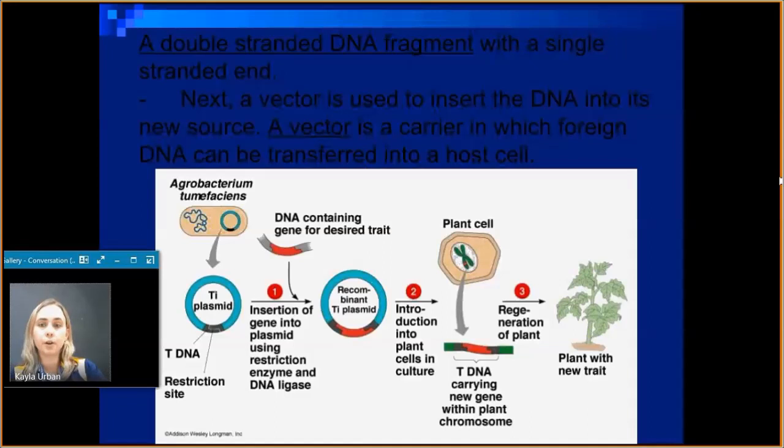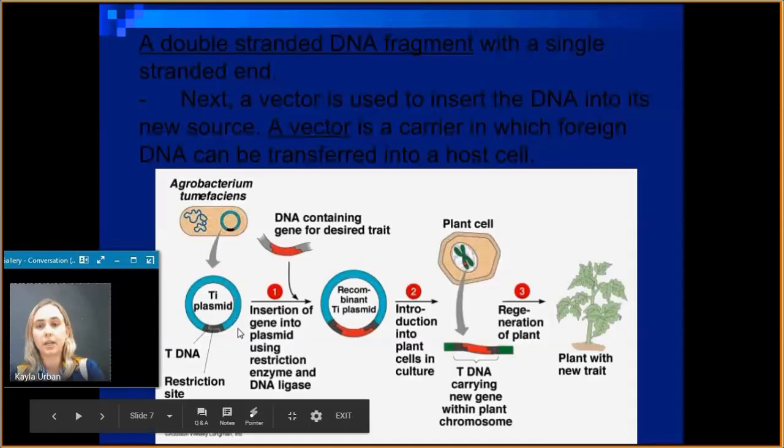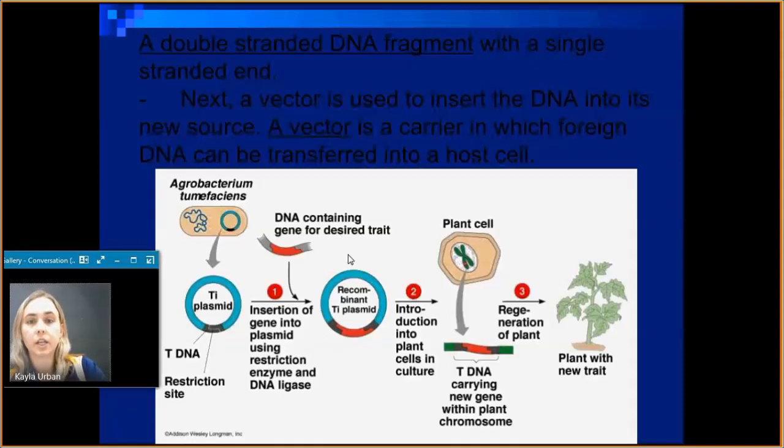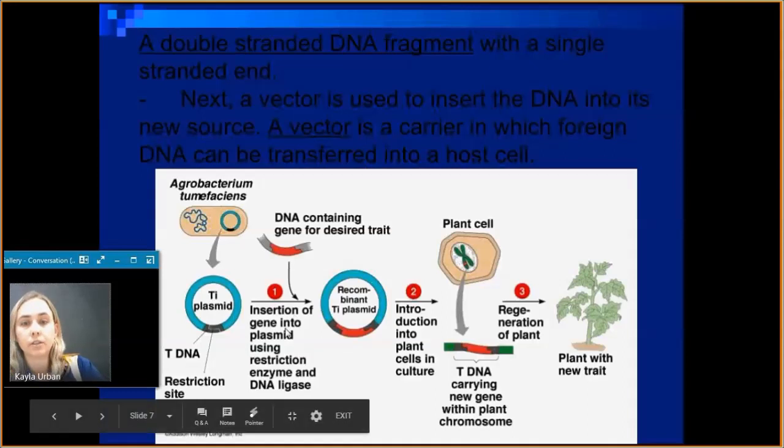This picture here shows a bacterial cell with a plasmid in it. A plasmid is the circular DNA in bacteria, and the DNA containing the gene for the desired trait is inserted into that bacterial plasmid, and then using restriction enzymes and DNA ligase, which acts kind of like glue, to put things back together.